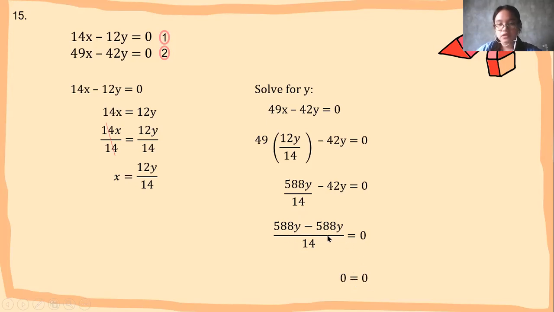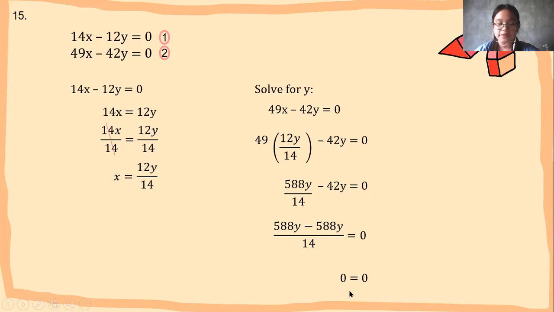588y minus 588y is equal to 0 over 14, or just a simple 0. So it's the same in this number. We can solve for the x. But unlike in the previous number, now they are not the same 0 on the other side, they are different numbers.